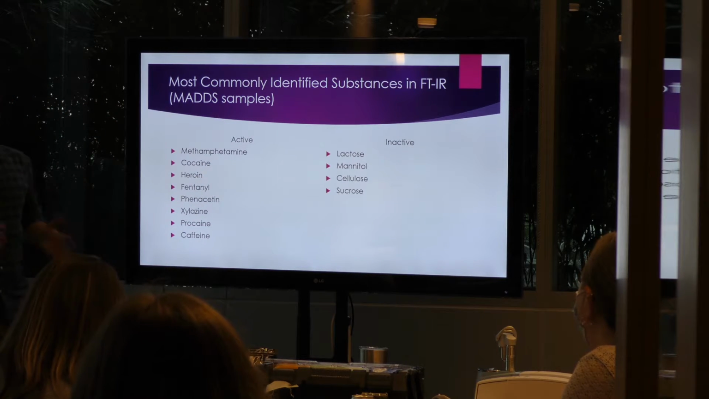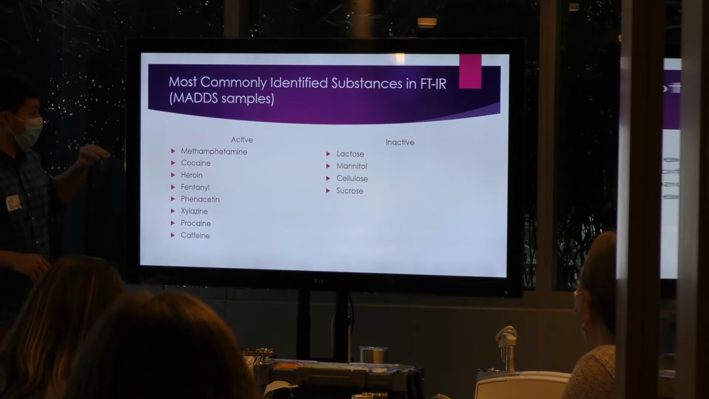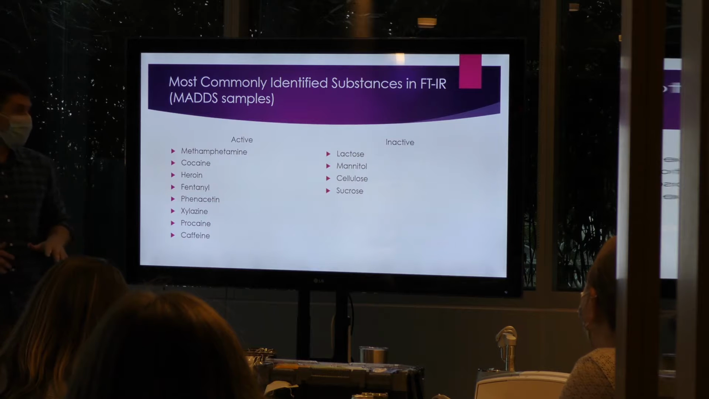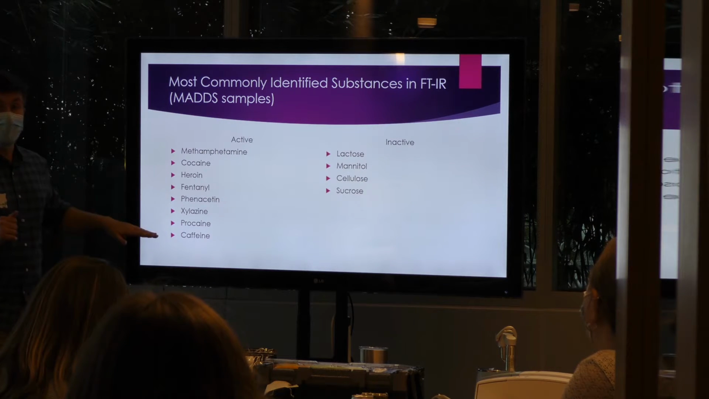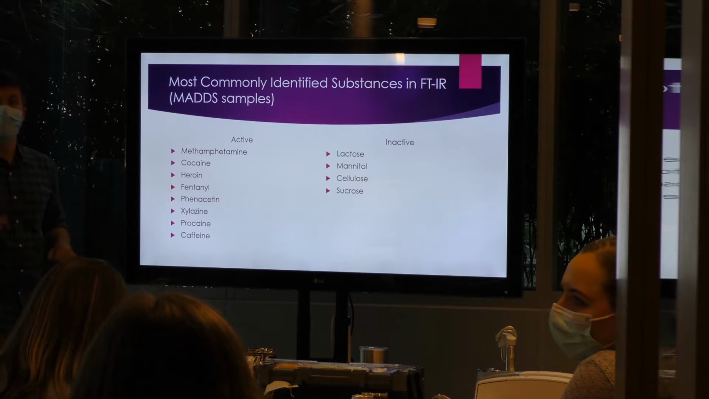Then the actives you are most likely to identify correctly or feel confident about are meth for sure, cocaine, heroin, fentanyl, phenazine, xylazine, propane, caffeine. Caffeine, I don't know about other states, but it's a really common cut in Canada for fentanyl, and it's becoming more common in Mass. It makes it a pain in the ass to find fentanyl, because there are so many overlapping peaks.